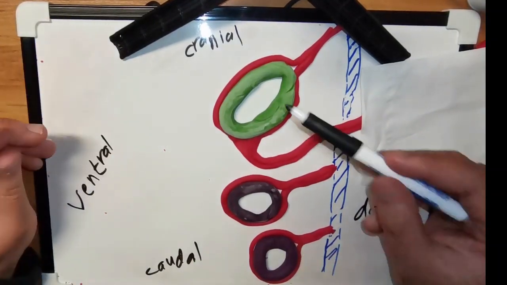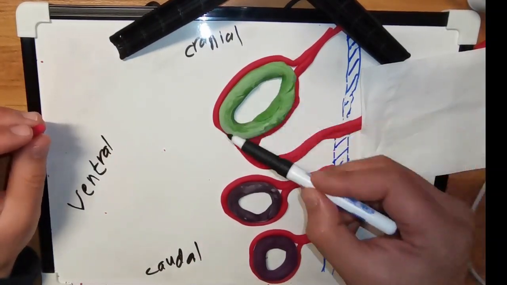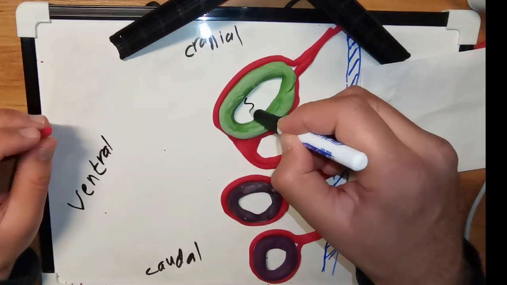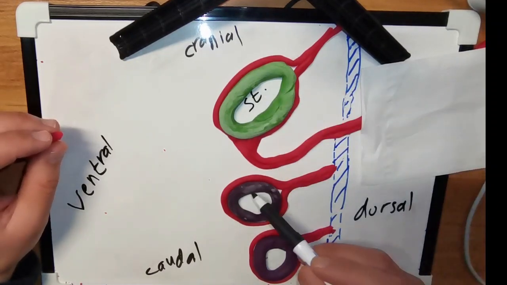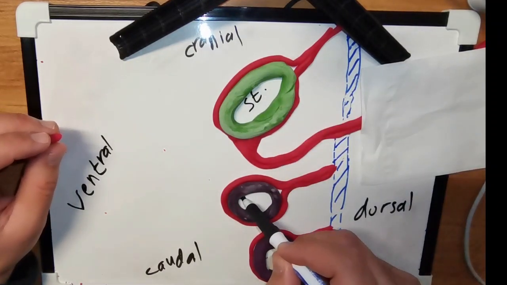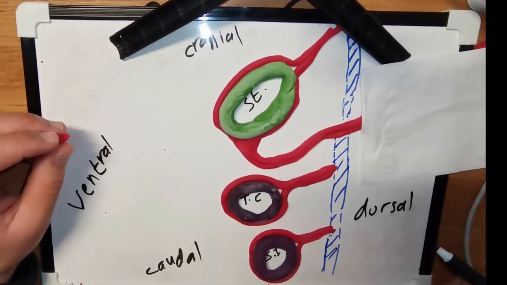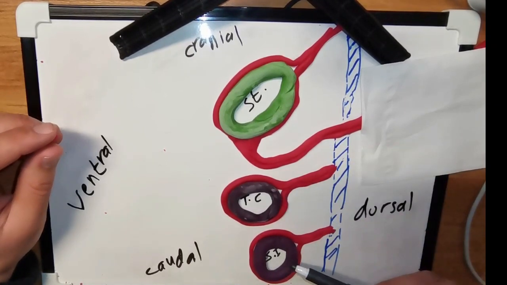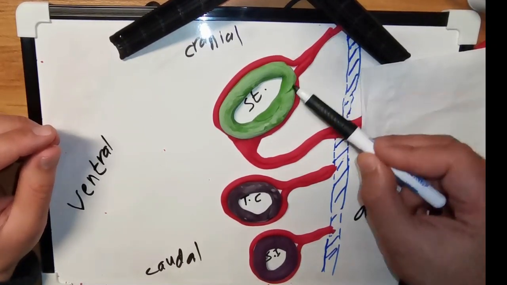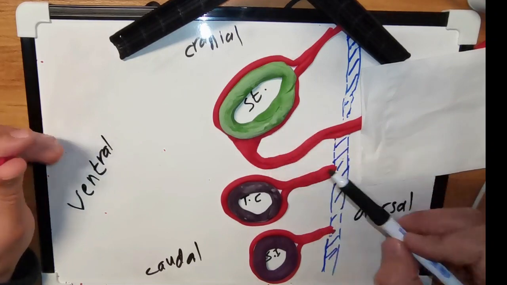So what are these structures? This is our stomach. This is the transverse colon, and this is part of the small intestine. The stomach, the transverse colon, and the small intestine. And we are again looking at a side view.